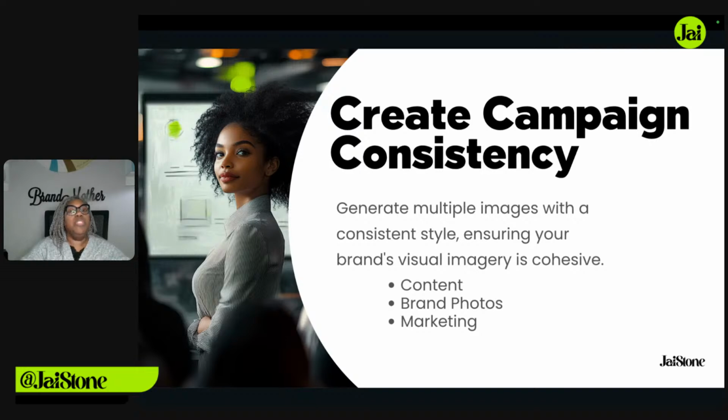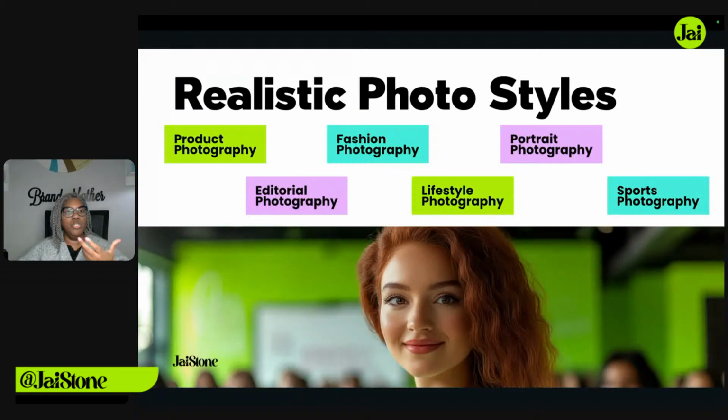The other thing we can do with photography is create campaign consistency. So you can generate multiple images with a consistent style. Okay. That means that your brand imagery will be cohesive. So when we come to talk about your content, your content can have a specific feel, your brand photos can have a specific feel, your marketing materials, or just a simple campaign, right? Can all look very similar and very related, like it was shot by the same camera, shot by the same photographer, shot in the same environment. So we have the ability to do that.